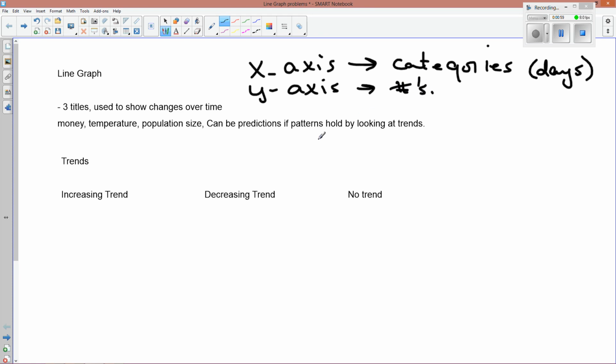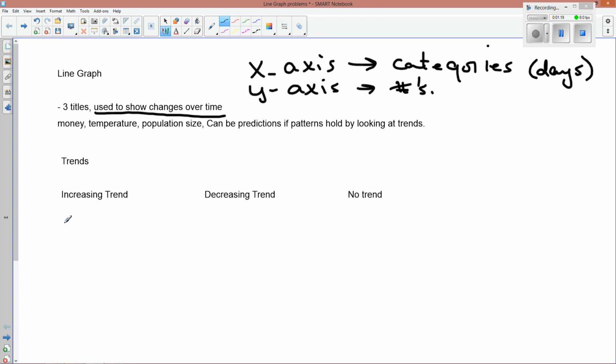They're not really used to compare things. They're used to show changes over time. So that's the difference. Changes over time, say in temperature, money, a population size. And a cool thing about them is that they can be used to make predictions, assuming the pattern they're showing holds true, by looking at the trends.